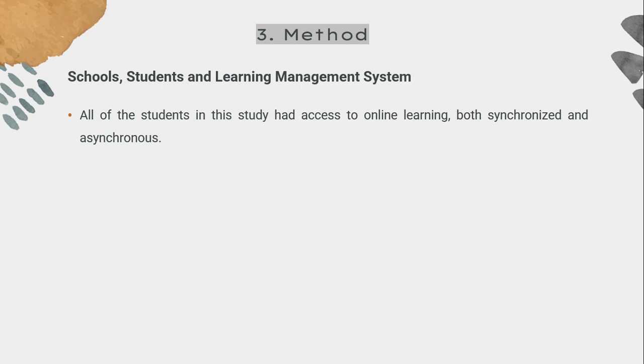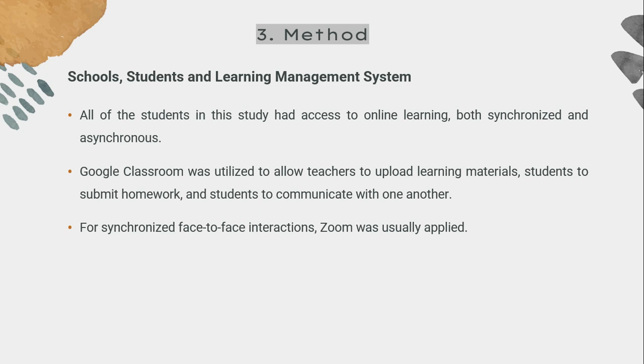The first is about the school students' learning management system. During the class interruption time, all of the students in the study had access to online learning, both synchronized and asynchronous. Google Classroom was utilized to allow teachers to upload learning materials and students to submit homework and communicate with one another. And then for synchronized face-to-face interaction, Zoom was usually applied.